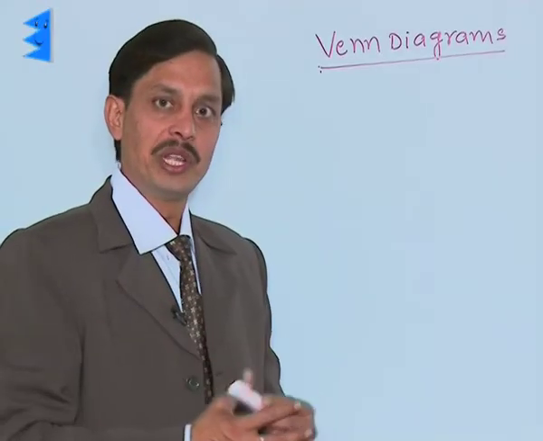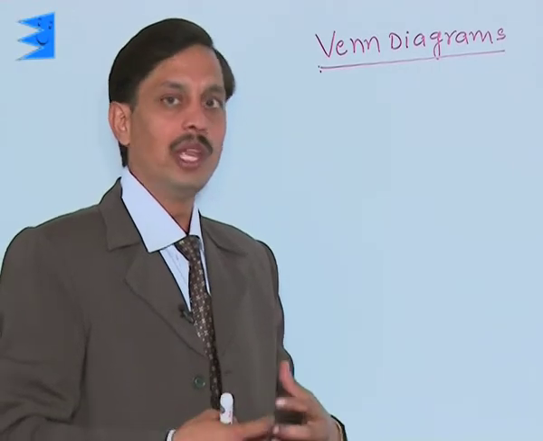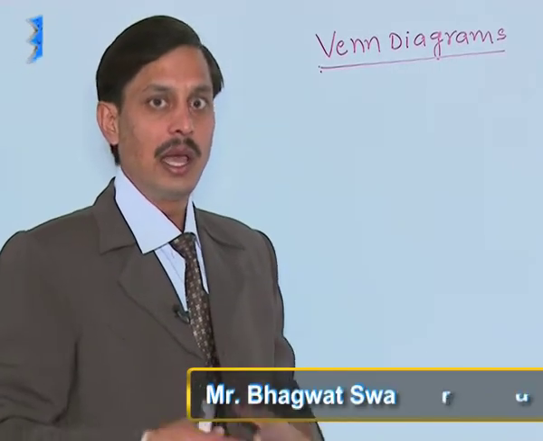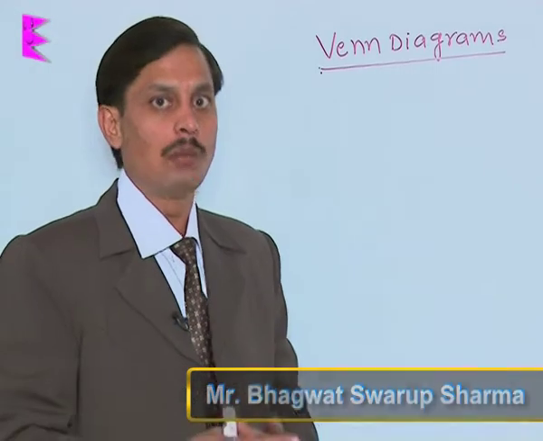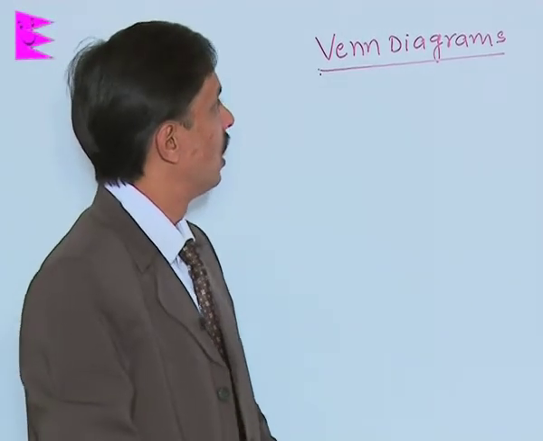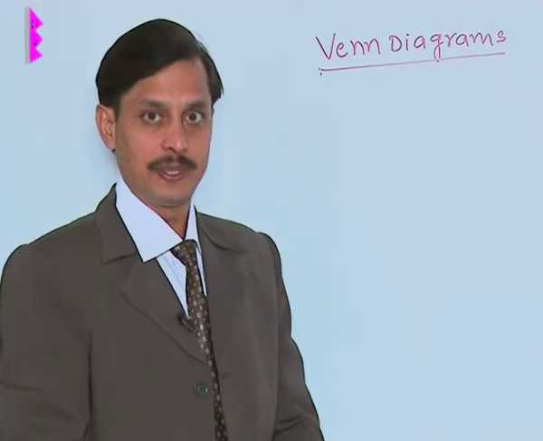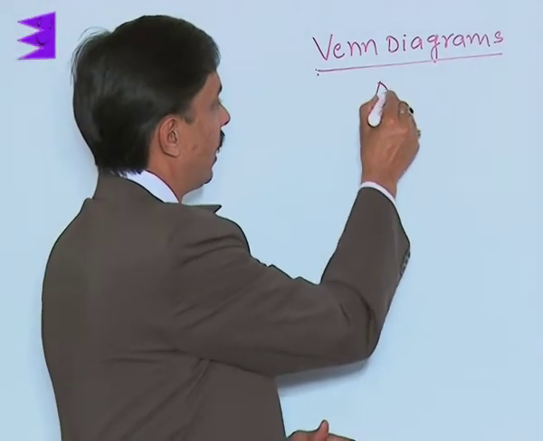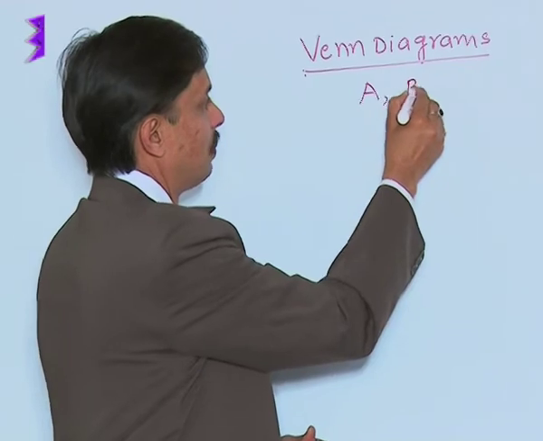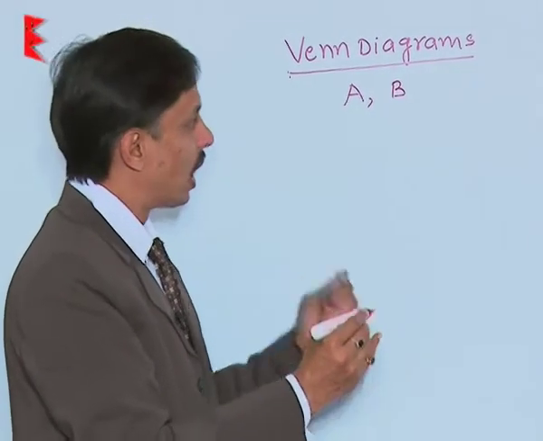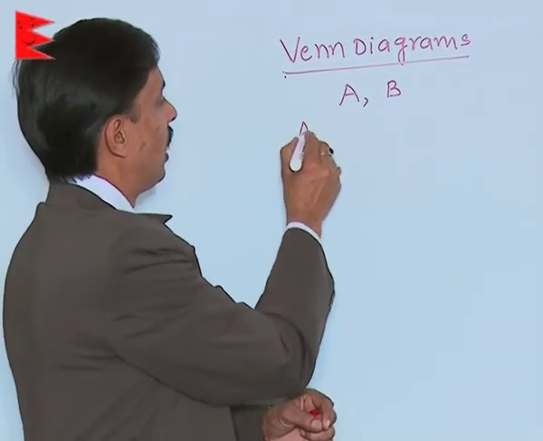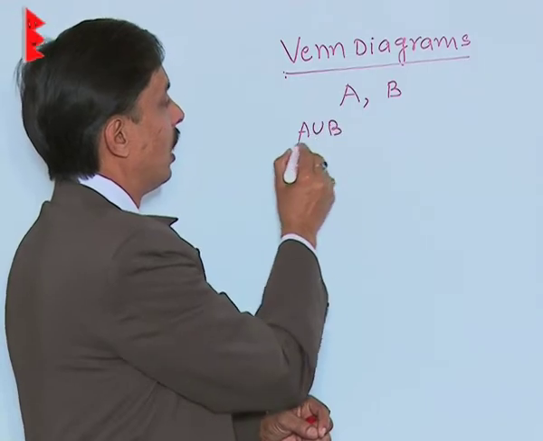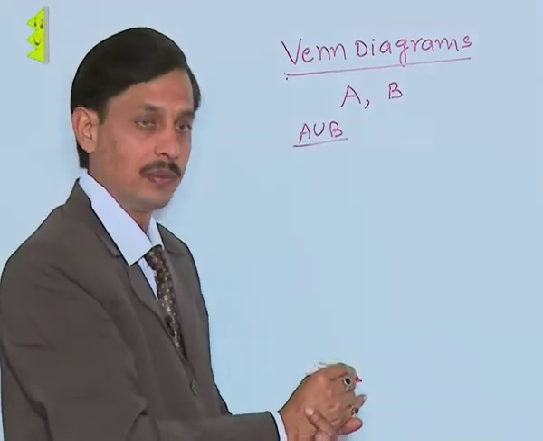Now I want to discuss with you a very important part: an easy approach to solve word problems related to the chapter Sets, using Venn diagrams. If there is a set A and another set B, how do we represent A union B in the Venn diagram?